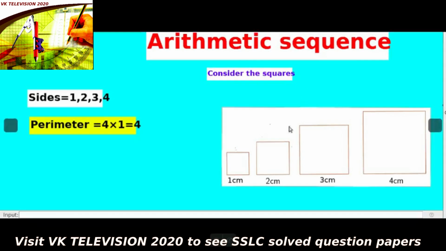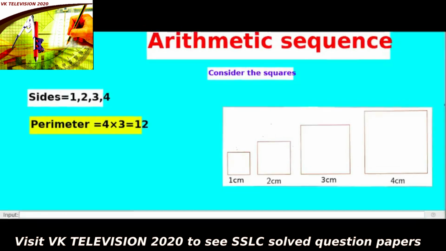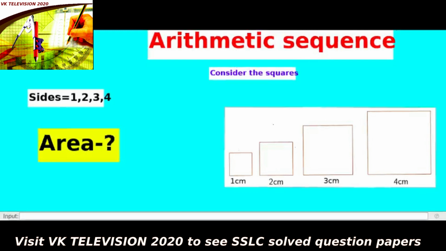Now consider the second square. Then the perimeter of the second one is 4 into 2 is equal to 8. Now perimeter of the third one is 4 into 3 is equal to 12. Then perimeter of the fourth square is equal to 4 into 4 is equal to 16.